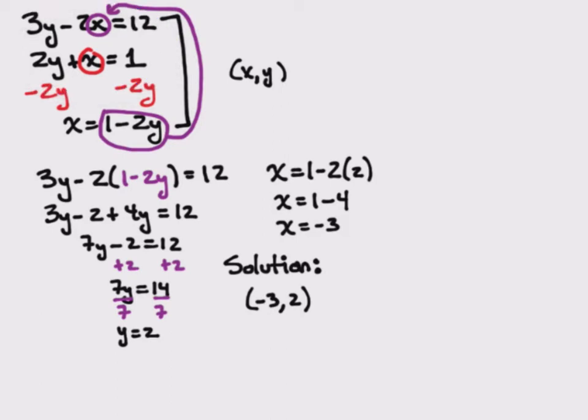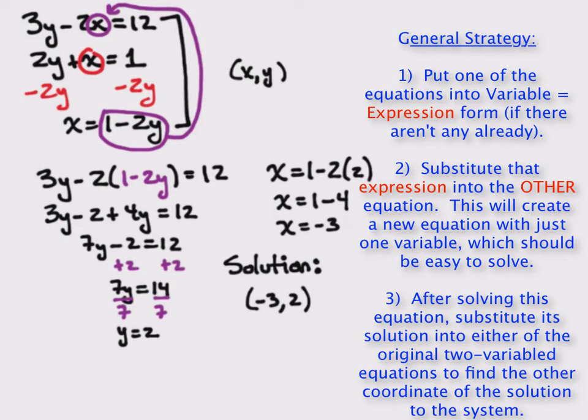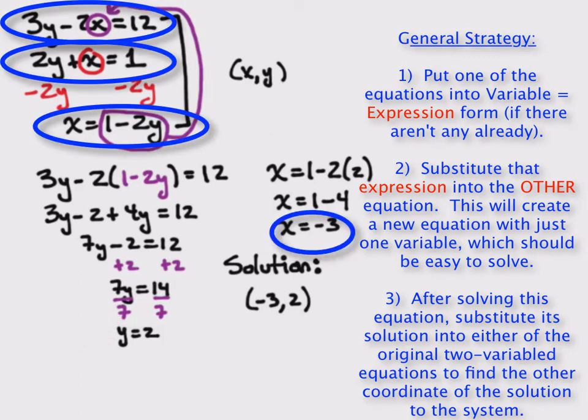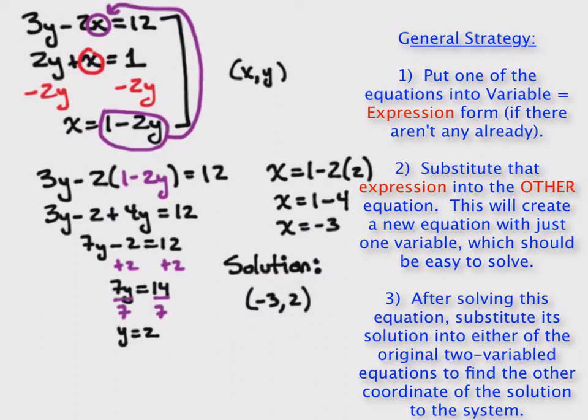All right, now it's probably time for us to discuss a general strategy for solving systems of equations using substitution. First, if you don't already have an equation in variable equals form, go ahead and turn either of the equations into an equation of the form variable equals some expression. And it doesn't matter which variable you solve for, choose the one that's easiest. Then, substitute that expression in for the variable in the other equation. This will create an equation with just one variable, which should be easy to solve. After solving that equation, substitute its solution into either of the original two variable equations to find the other coordinate of the grand solution to the system of equations.